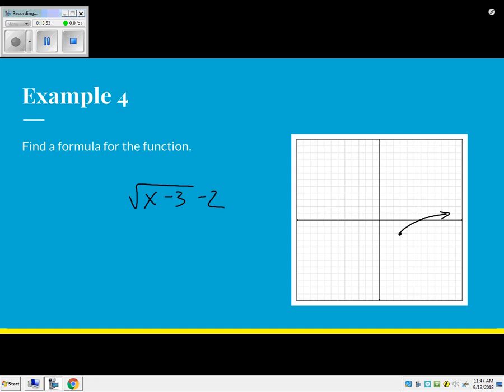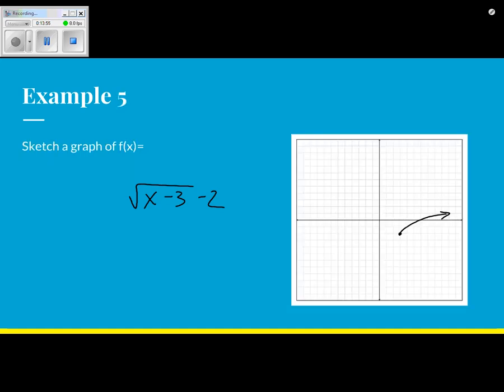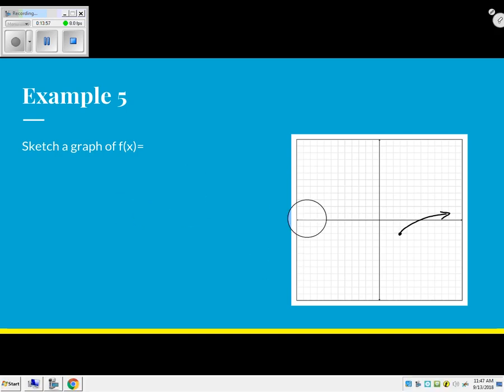Okay. What if I was to ask it the other way? What if I was to give you the function and you have to sketch it? Let's see. What's one I haven't done a lot of? Oh yeah. Let's do this one. There we go. Okay. Hit pause and graph that one.